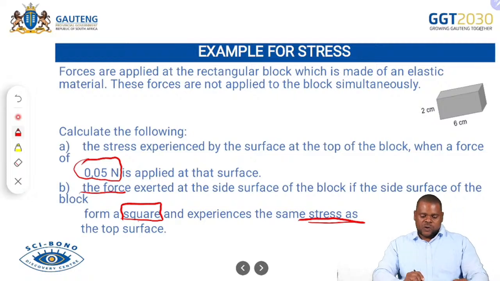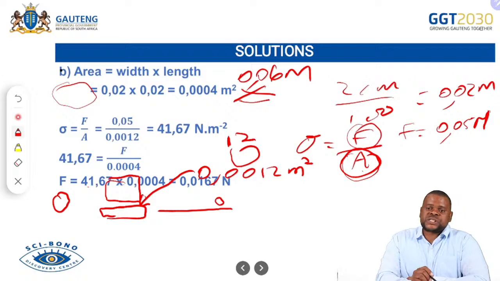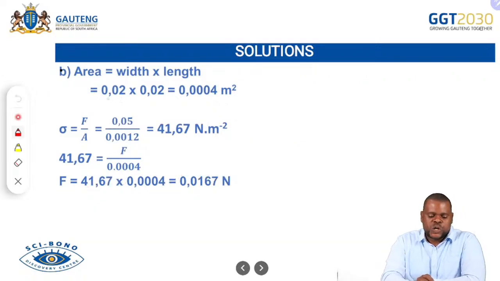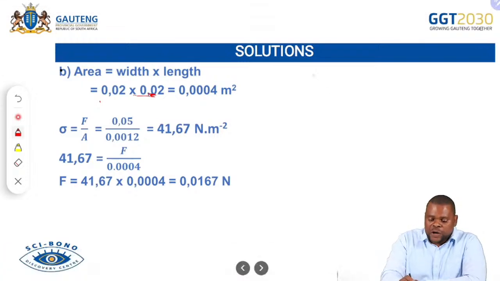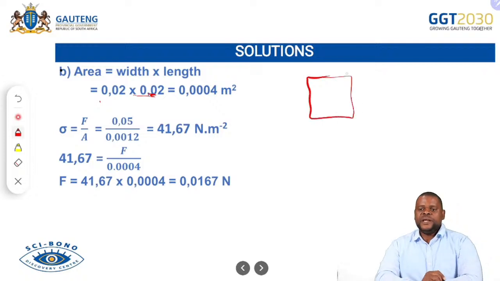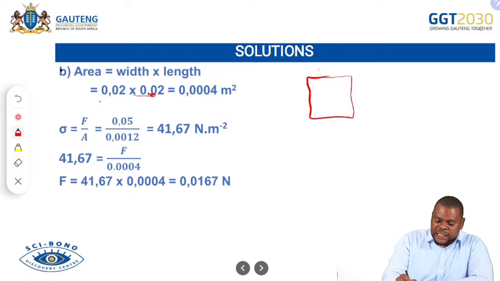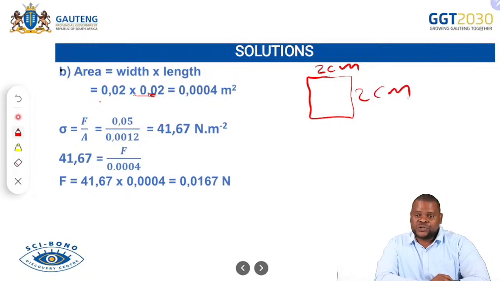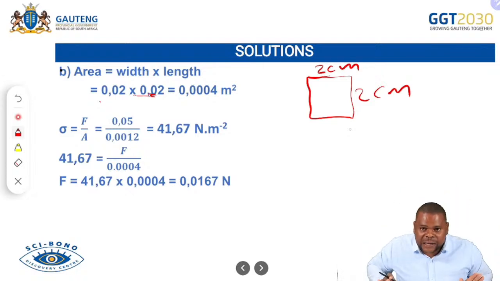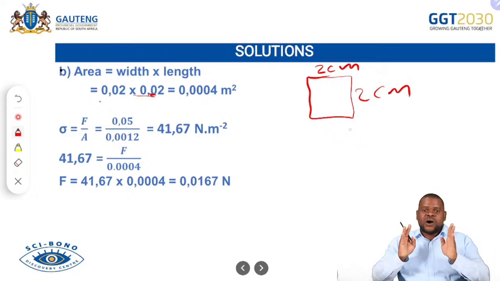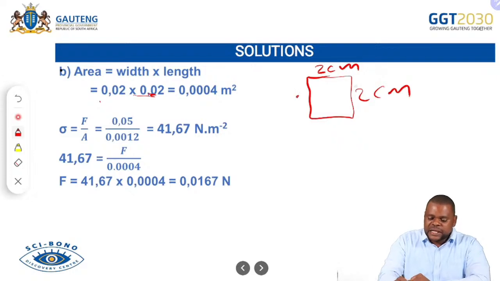Okay. Now, here you'll ask yourself, where do we get this 0.02 and this 0.02? Firstly, they said the side of the block is a square. If it is a square, that means this side is 2 centimeter, and this side is 2 centimeter. Are we together? Because we're dealing with a square. In a square, all sides are equal. This side is equals to this side, is equals to this side, is equals to this side.